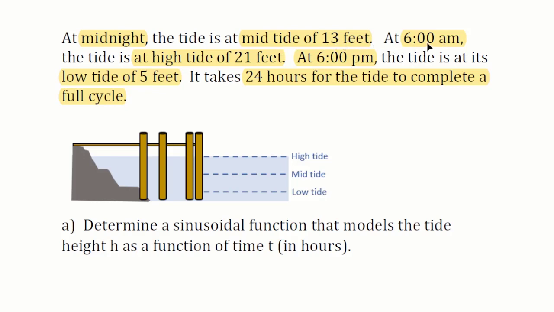At any 6 o'clock in the morning of any day, the tide will be at the high tide of 21 feet, and so on and so forth. And so at 6 p.m. of any day, the tide will be at its low of 5 feet. And then once again, this information remains permanent: 24 hours for the tide to complete a full cycle.